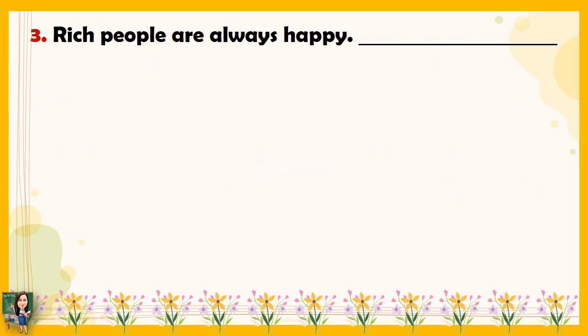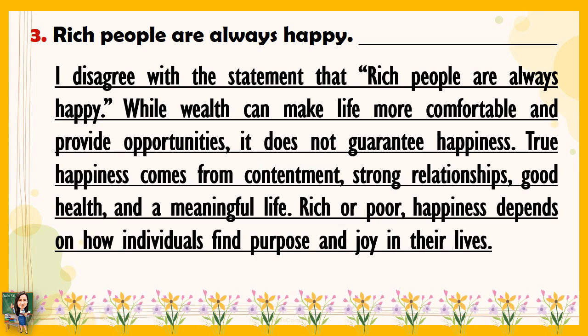Number 3, rich people are always happy. What is your opinion about it? Here is my example. I disagree with the statement that rich people are always happy. While wealth can make life more comfortable and provide opportunities, it does not guarantee happiness. True happiness comes from contentment, strong relationships, good health, and a meaningful life. Rich or poor, happiness depends on how individuals find purpose and joy in their lives.